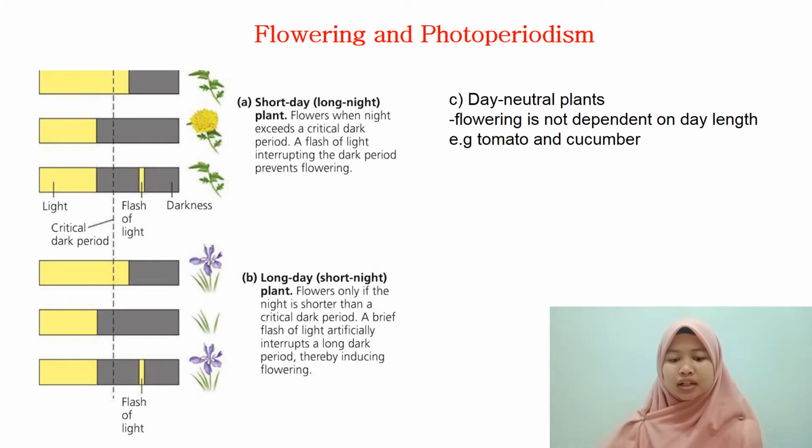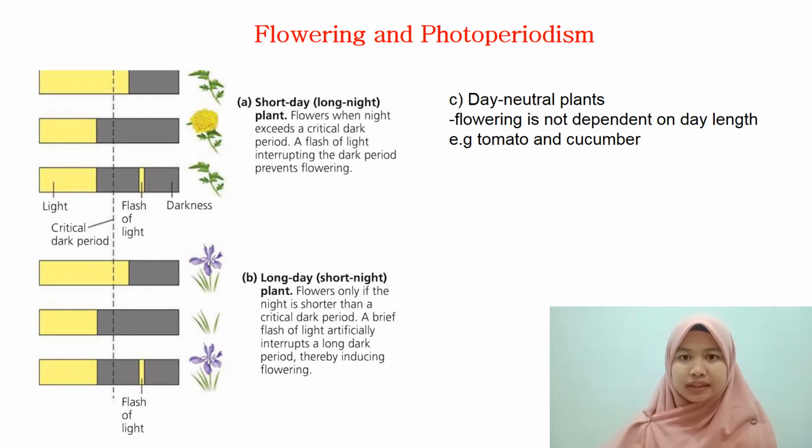In the third bar, the day is shorter than the critical length. However, there is a flash of light interrupting a long dark period and this induces flowering. Examples of long day plants are roses, clover, and spinach. Here we can conclude that plants respond to light, therefore proving the presence of phytochrome.